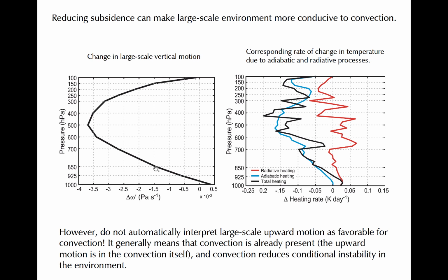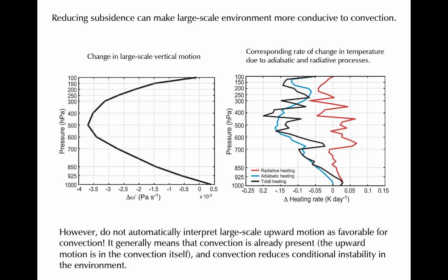Reducing the subsidence moistens the atmosphere, therefore the radiative heating increases. At the same time, adiabatic heating decreases because you have less downward motion. The sum of the two causes the lapse rate in the lower troposphere, seen in black here, to increase, making the environment more conducive for convection to penetrate the stable layer present above the boundary layer.